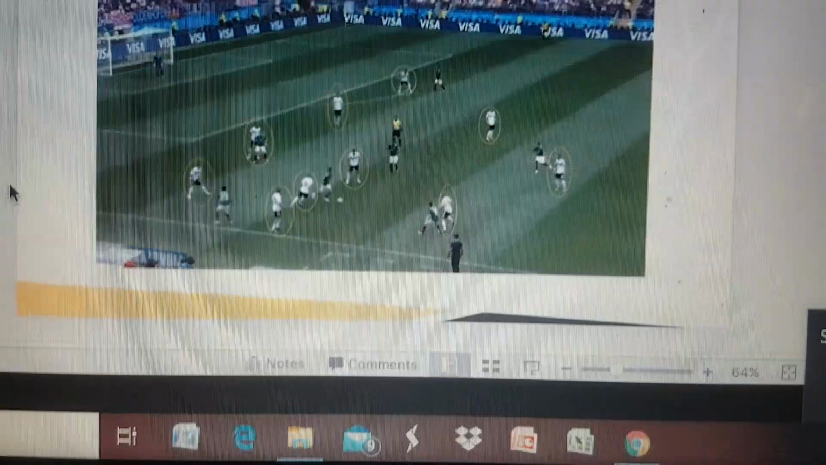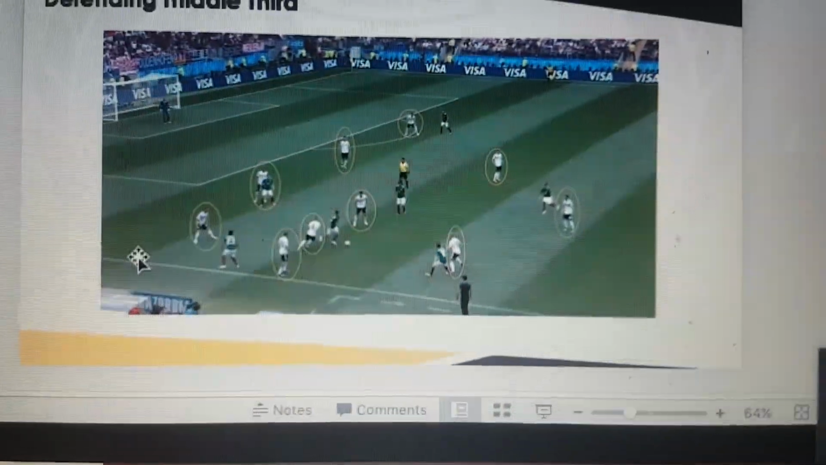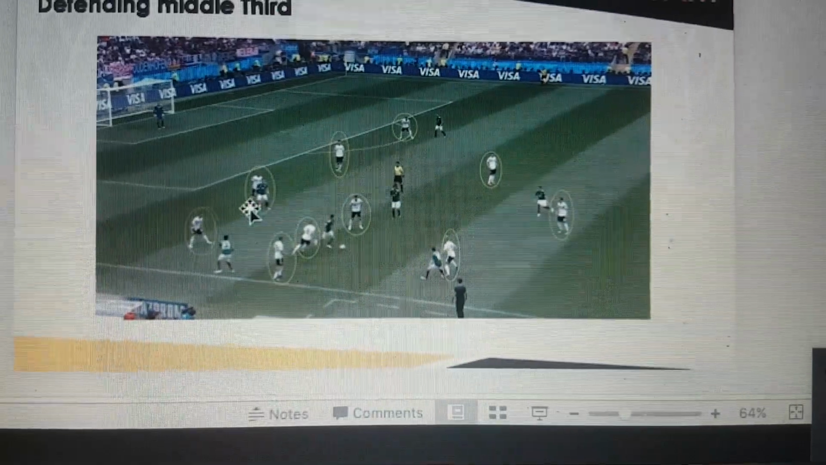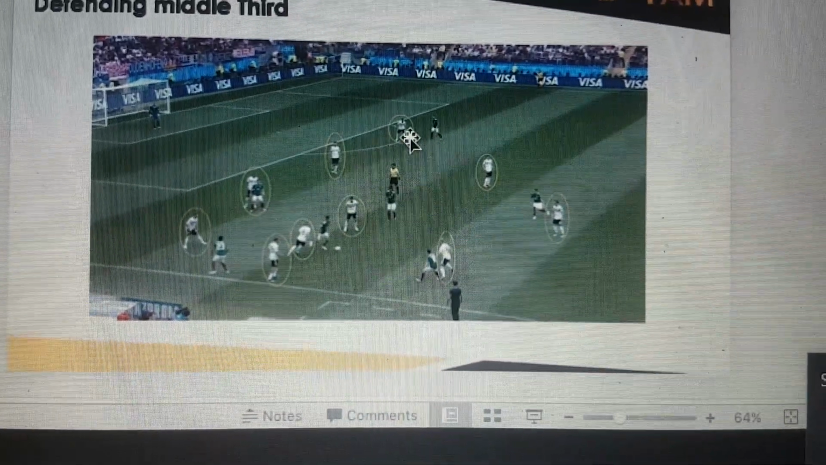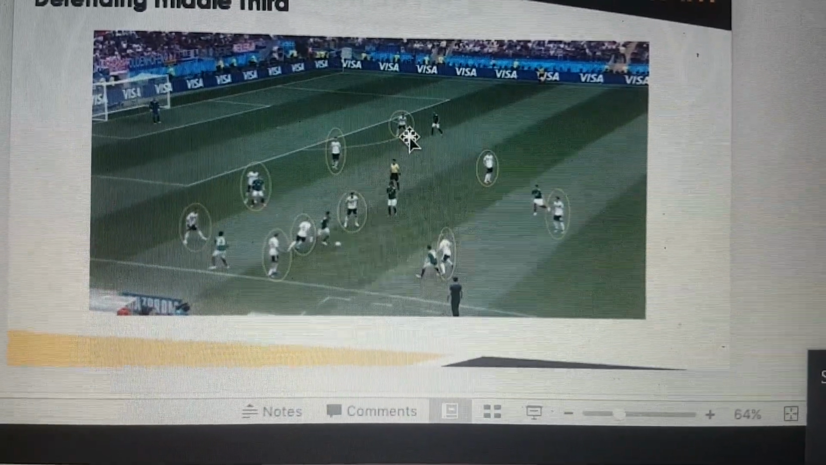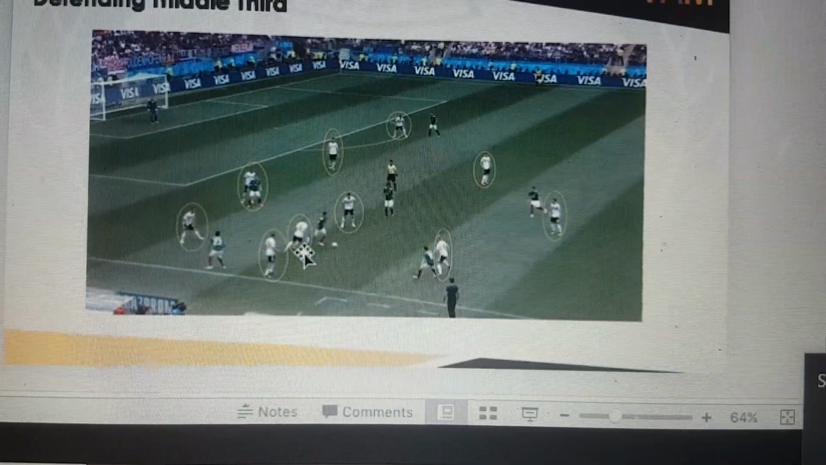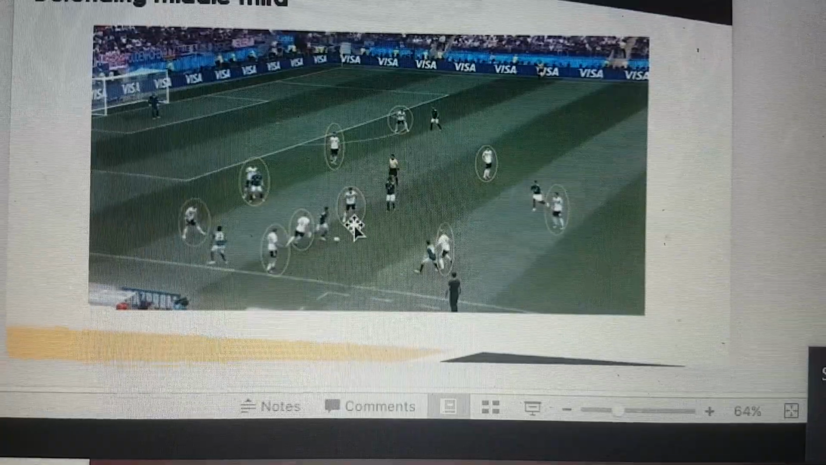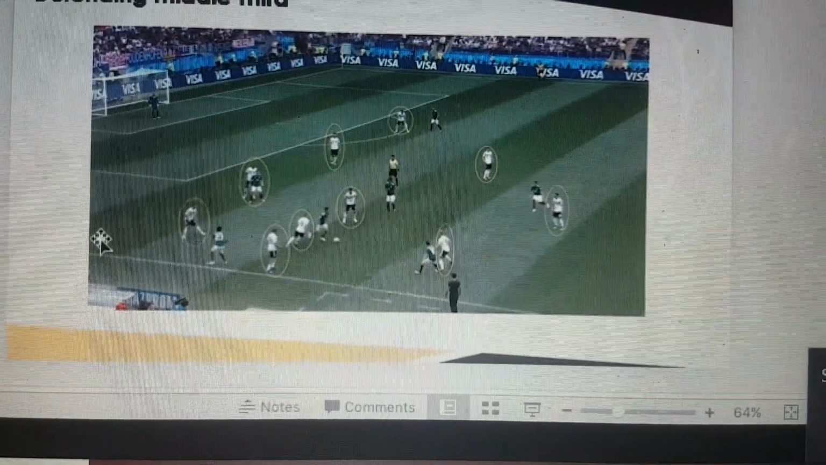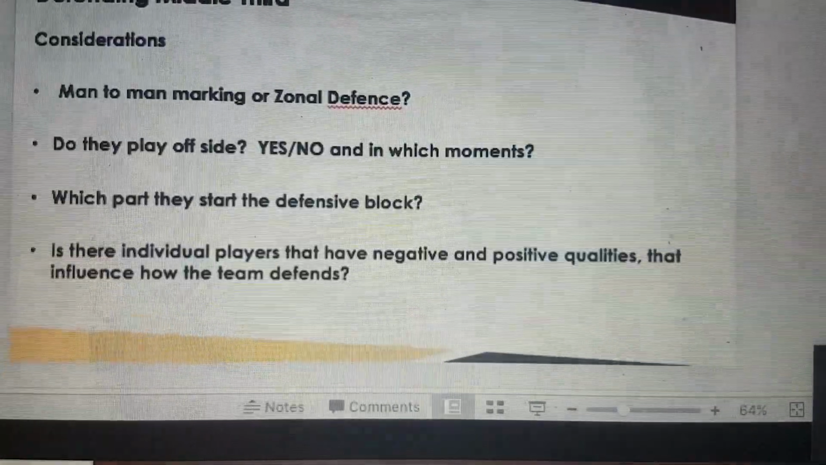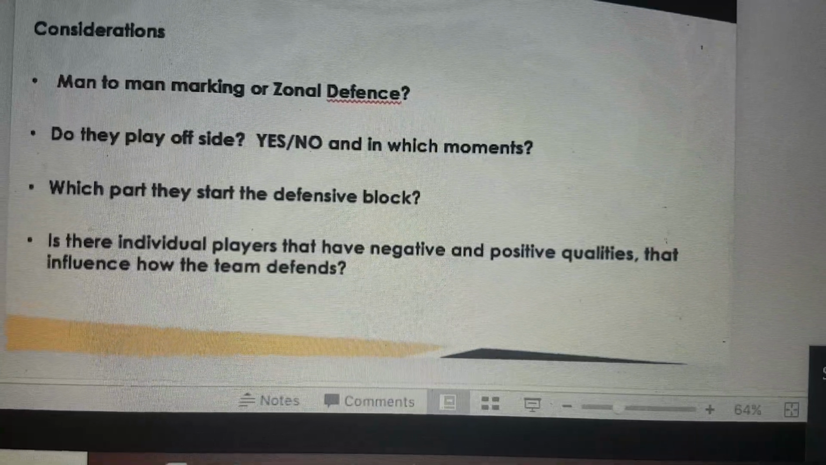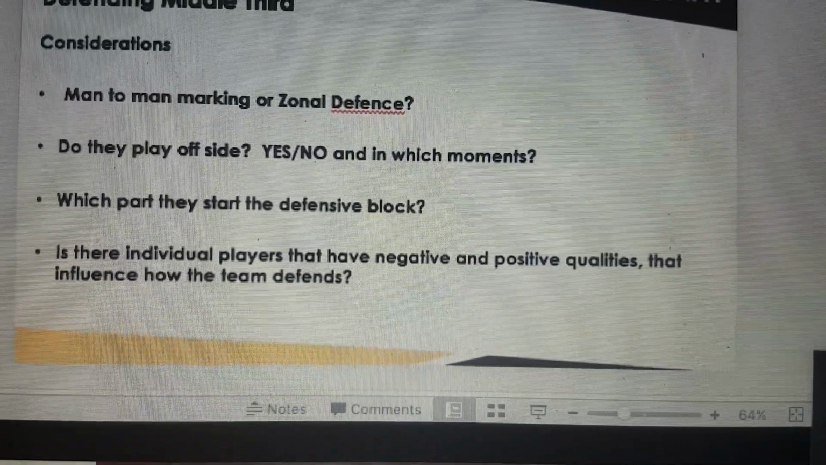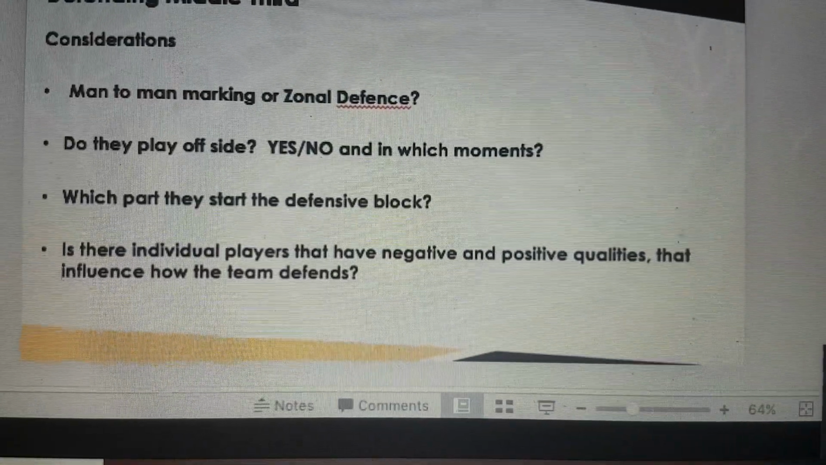This is in the middle third too, but it's a little bit further back, where you've got your two banks of four. So there's a bank of four, and look where the furthest fullback is, and here are your midfielders and wingers in here, trying to concentrate in the area to win the ball back. So some things to consider here: is it man-to-man marking or zonal marking? Do they play offside? Which part do they start the defensive block?